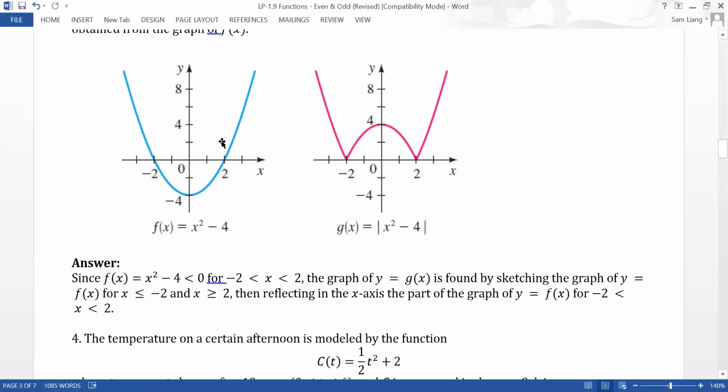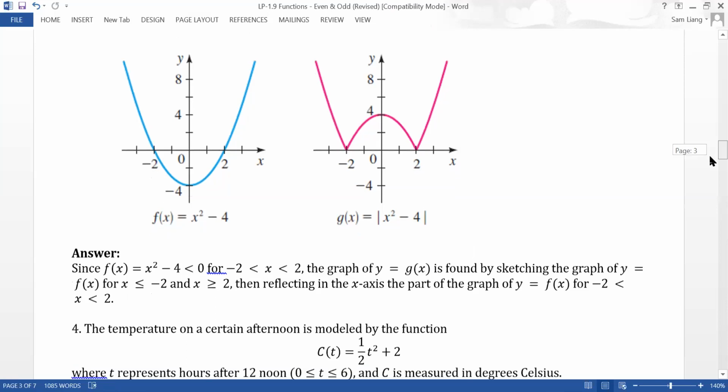We're going to sketch this graph in blue for x less than or equal to -2, so that's this part here, and x greater than or equal to 2, that's this part here. And then everything in between, so any x value between -2 and 2, we're going to reflect in the x-axis, as it says here. Okay. That didn't really have anything to do with even and odd functions, just an exercise in graphing. All right, last but not least, we'll go to question 4, which has to do with transformations.